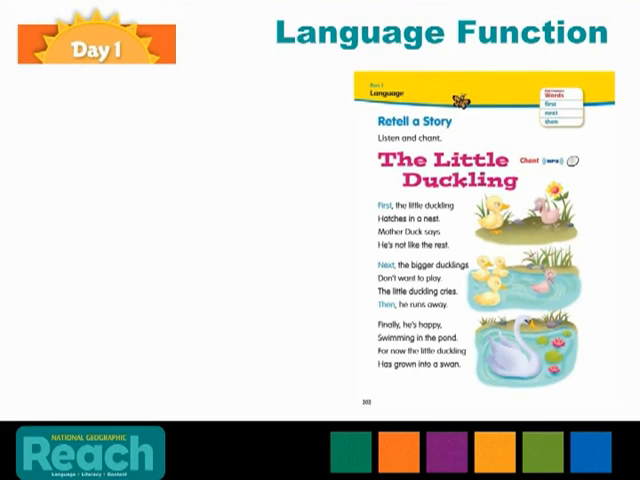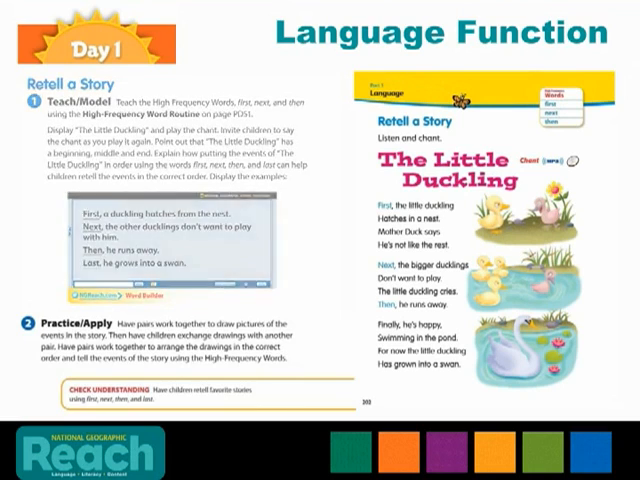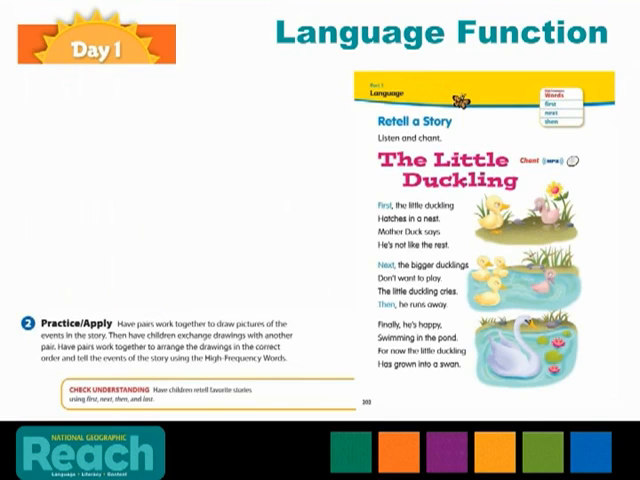Now, let's dive into day one, where you will begin with the introduction of a language function. First, you will teach and model the language function using the song, poem, or chant built right into the student book. In this case, our language function is retell a story. Then, students will practice and apply the language function by working in pairs.